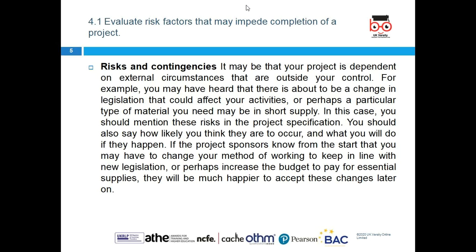The project sponsor knows from the start you may have to change your method of working, such as working from home to keep in line. So we have a clear website or some system in place, so that if this happens, our people can work remotely, meetings can be arranged remotely, goods can be delivered, and our design can be done. Any questions there?